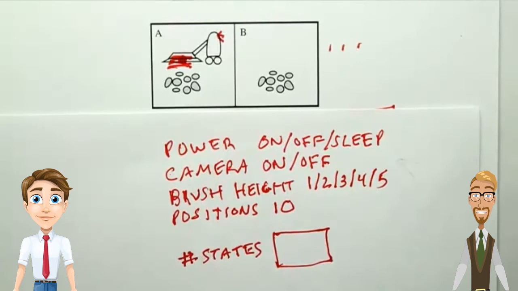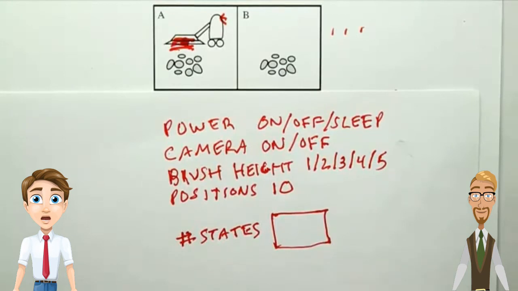The first line is power, which can be on, off, or sleep. The second line is camera, which can be on or off. The third line is brush height, which can be 1, 2, 3, 4, or 5. The fourth line is the number of positions, which is 10. Now, please answer the number of states.